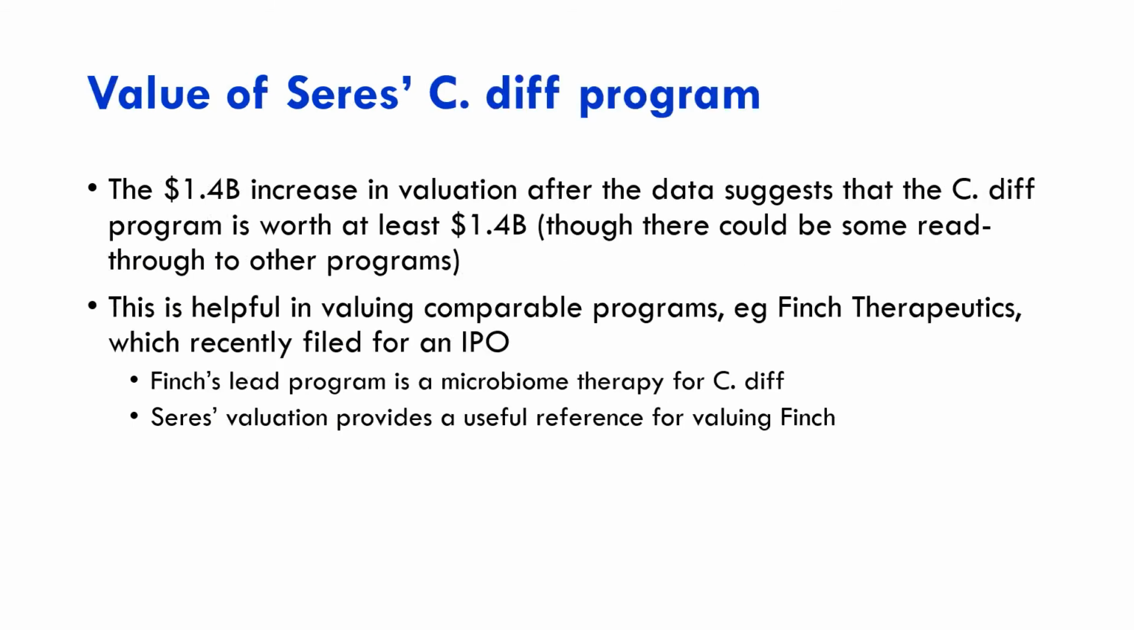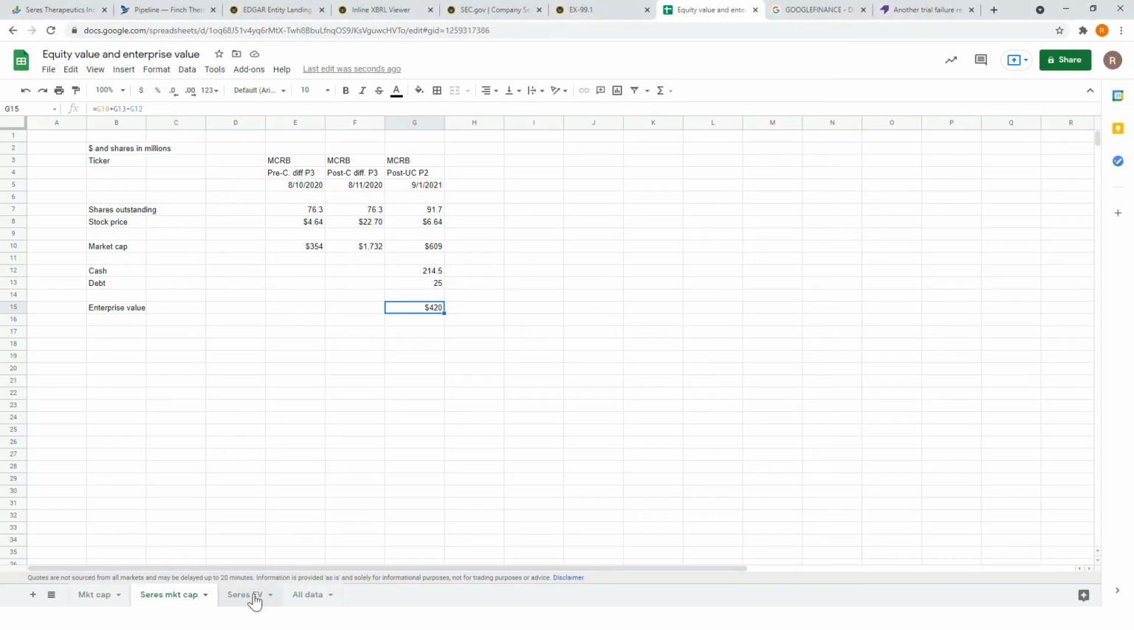So now we can take a look at the enterprise value of Series Therapeutics to see what we can learn about what happened when this data was released. The current enterprise value of Series is 420 million. The enterprise value after the phase 3 data in C. diff, but before the phase 2 data in ulcerative colitis, was 1.6 billion. So we can conclude that there was a lot of value after the phase 3.